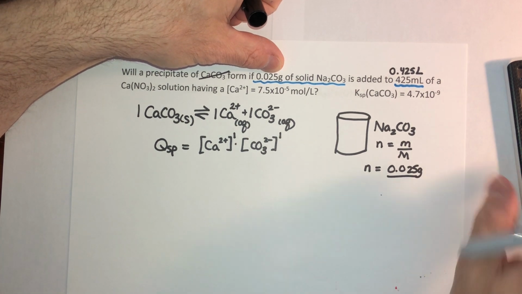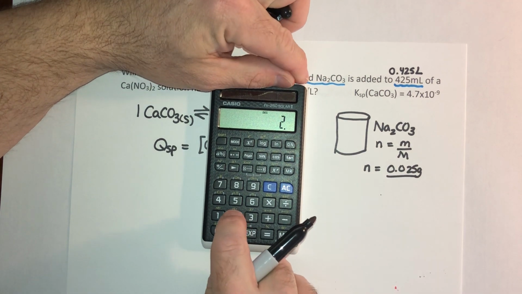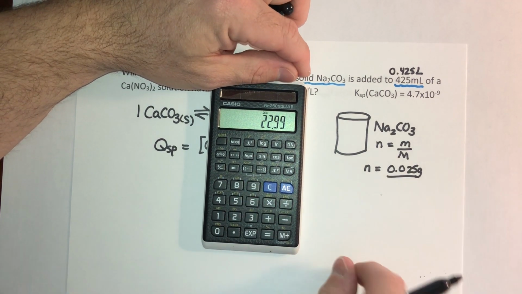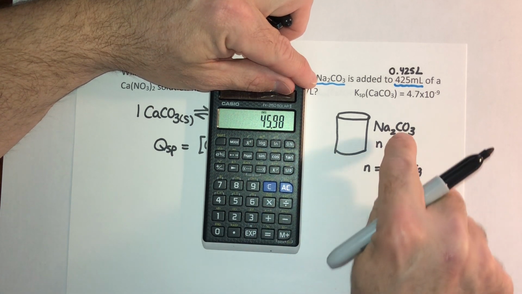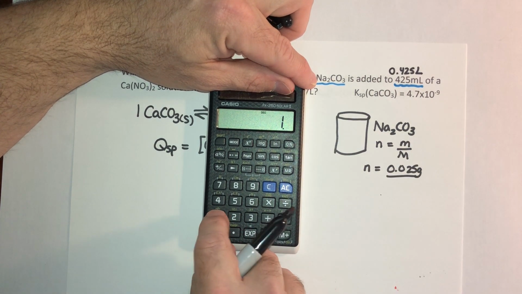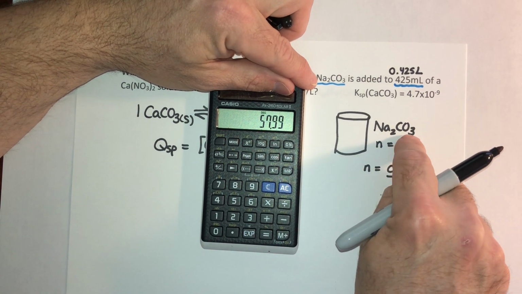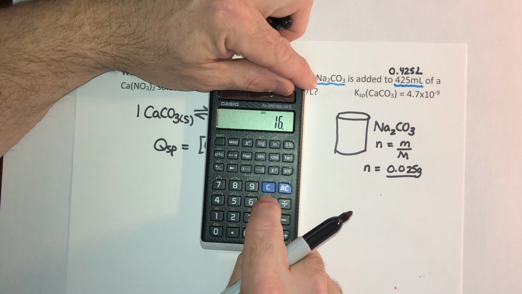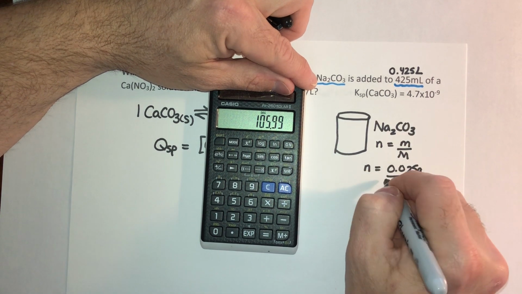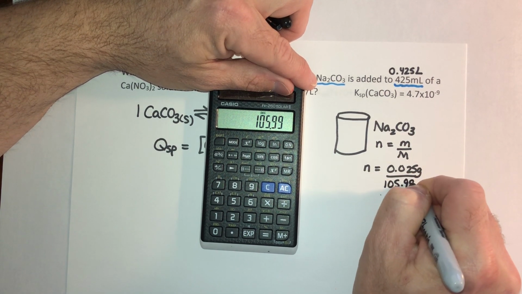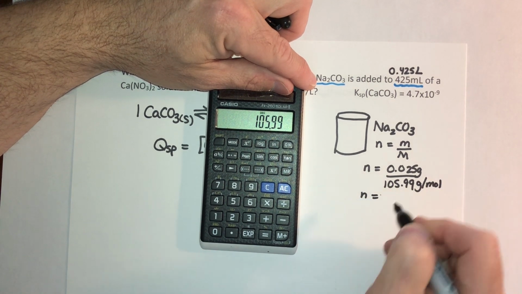Okay, so if you have 2 sodiums, each sodium weighs 22.99, right? You look it up on your periodic table. You got 2 of them, so it's times 2. Plus, you've got 1 carbon. A carbon weighs 12.01. Plus, you've got oxygen, which weighs 16, but you got 3 of them, so times 3. So the molar mass of this would be 105.99 grams per mole.